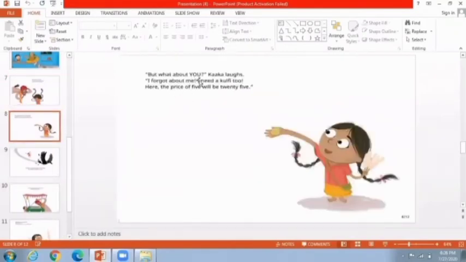But what about you? Kaka laughs. I forgot about me. I need a kulfi too. Here the price of 5 will be 25. So she forgets to count her name. So when she got reminded, she added her name also, and now there should be 5 kulfis and the price will be 25.